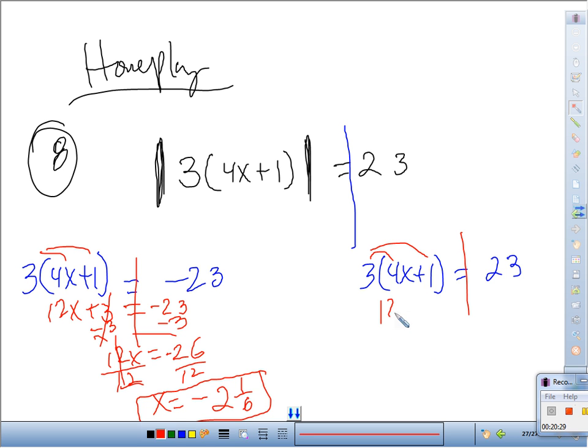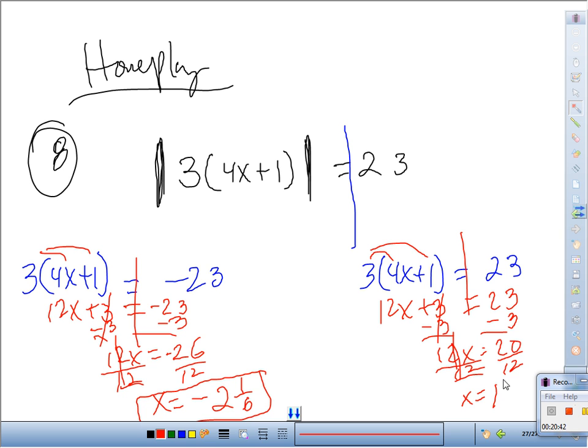Let's look at this one. This is 12x plus 3 equals 23, minus 3, minus 3. 12x equals 20, divided by 12, divided by 12. It fits in there 1, so x equals 1 and 8 twelfths, which is 2 thirds. Decimal 1.6 repeating. Therefore, my solution is negative 2 and 1 sixth, comma, 1 and 2 thirds. And then you know how to plot that, right? And I'll stop right there.